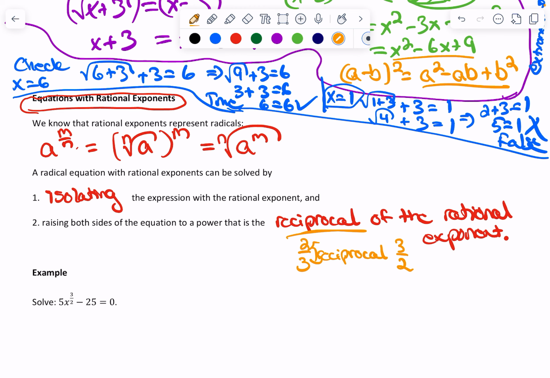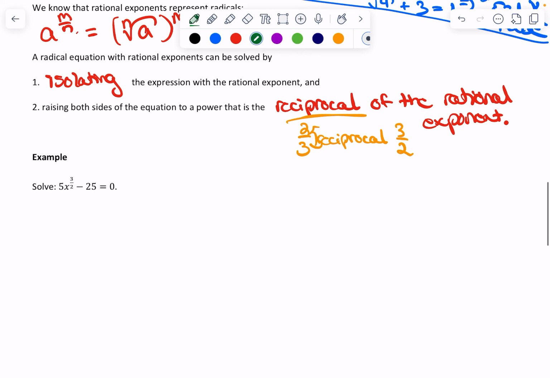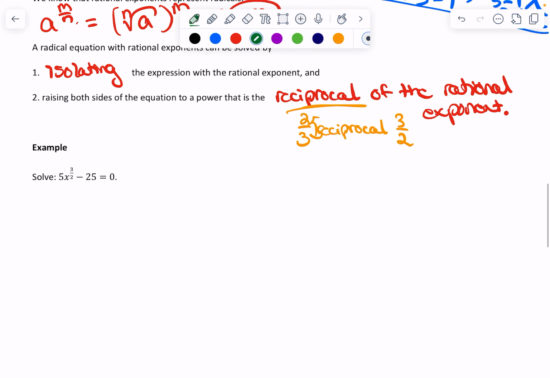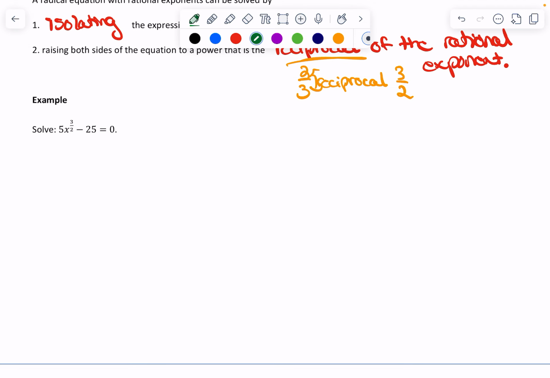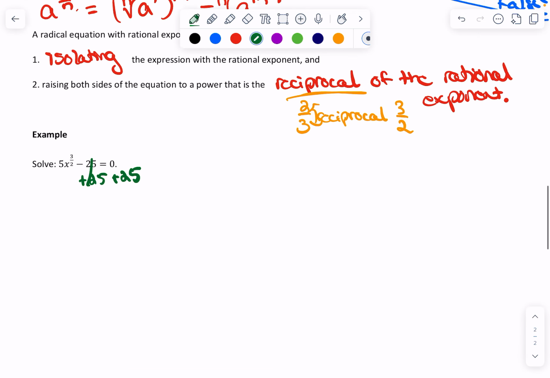Okay, so let's go ahead and look at our example. 5x to the power of 3 over 2 minus 25 equals 0. So again, what we need to start with is adding the 25 on both sides so that we are moving it to the other side. We're trying to isolate x.